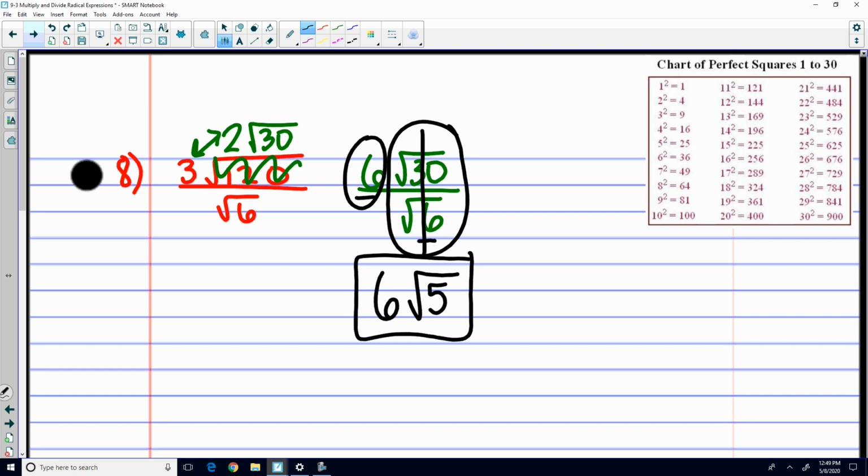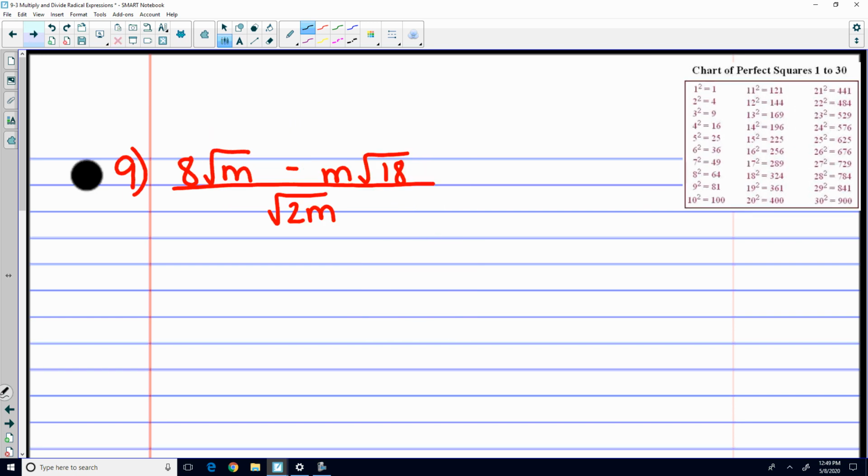Okay? All right. The next one, number 9, is 8 square root of n minus m square root of 18. That's kind of crazy. Divided by square root of 2m. Now, nothing here looks quite compatible. Because I have an m in one of mine, I have just a number, and I have a 2m, which does make them all slightly different from one another. So I need to do something called rationalize.